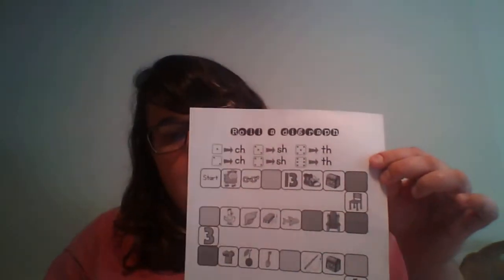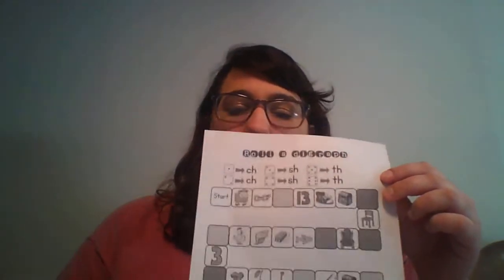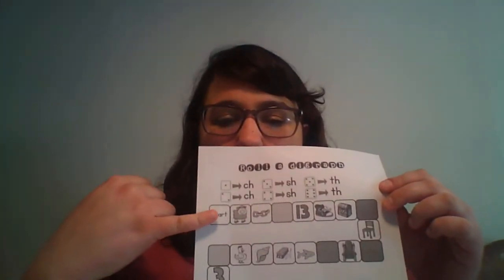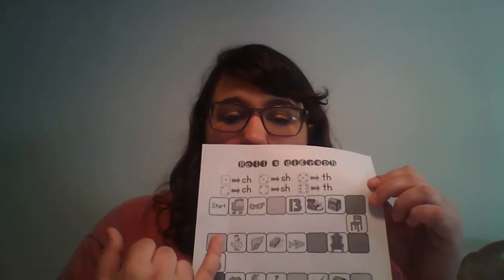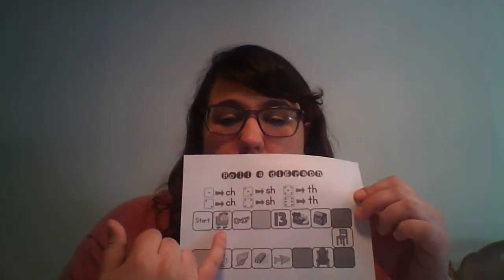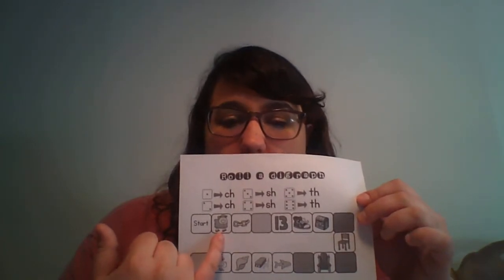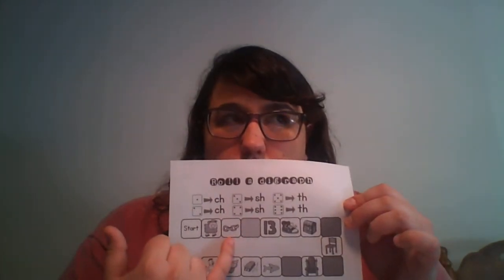So there's the 1. And on the 1 it says move to the first letter that starts with CH. So I would look and start at my start key. And I would say, okay, I'm going to move until I find the first CH word. So that's a sheep. No, that doesn't start with CH. It starts with SH. And then it's a chain. Okay, so chain starts with CH. So I'm going to move my piece onto the CH mark.